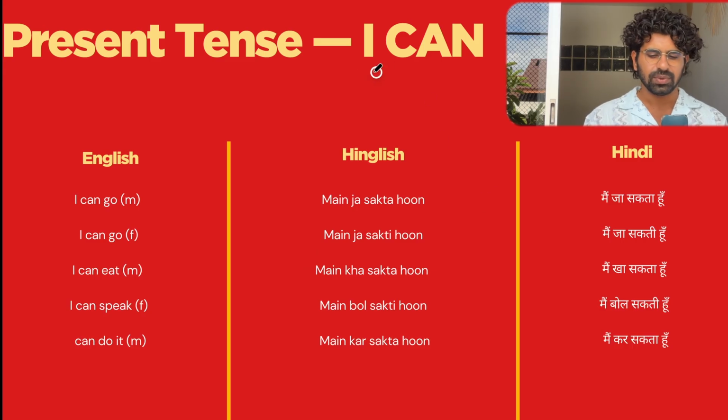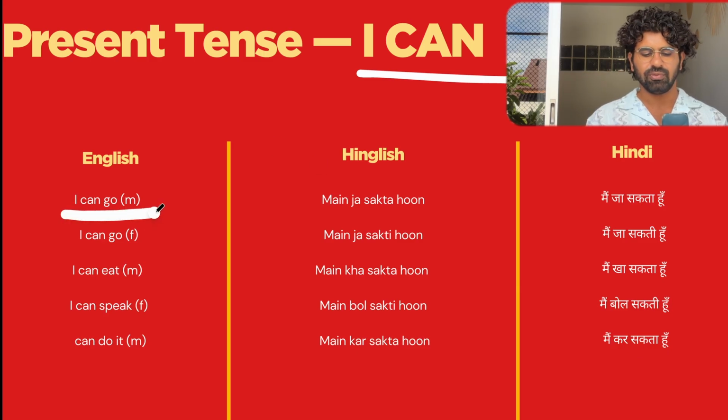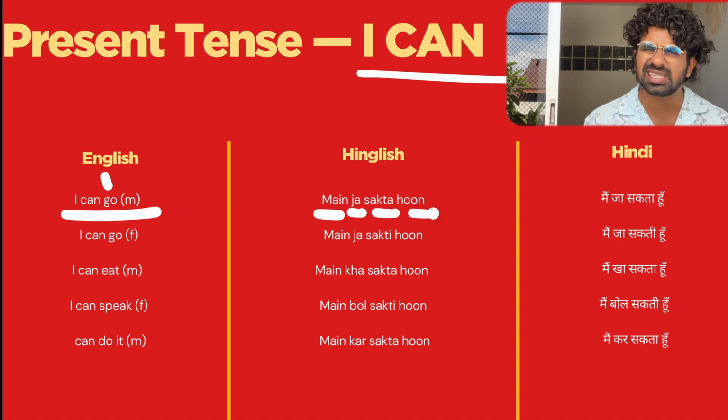So present tense, you can see present tense is "I can," right? The first sentence in English, you can see it here. M is for masculine. So "I can go," right? Now, I is मैं. We need "go" first, right? That is ja. Why is it ja? Because from jana, which is to go, we remove the na and we have ja. So मैं ja. And then because it's present tense, for present tense we use "can," which is sakta. मैं जा सकता हूँ. And hoon is just a helping verb, which actually means "am."